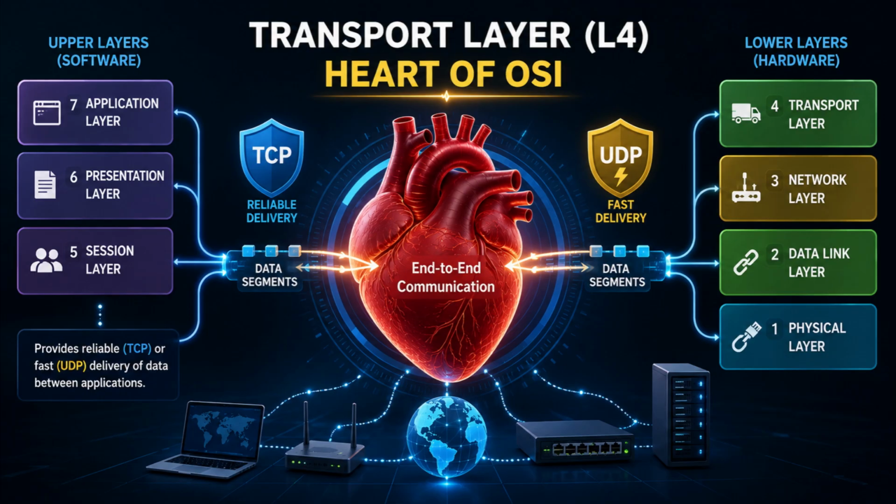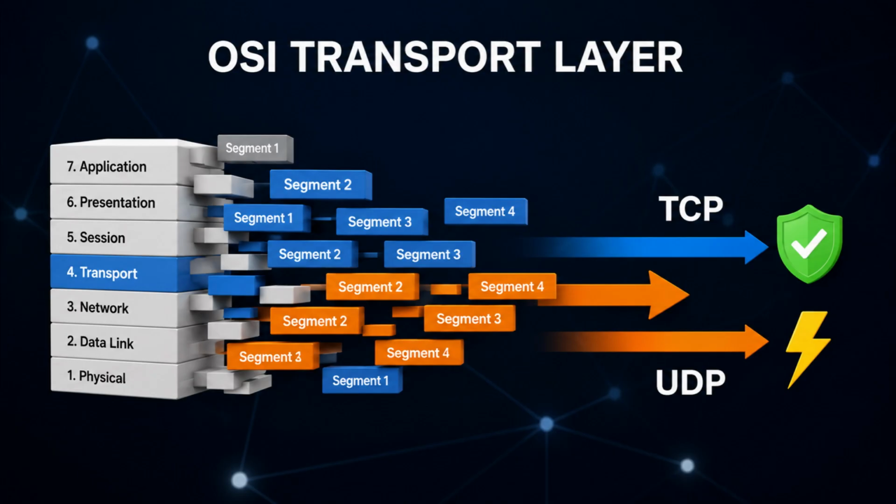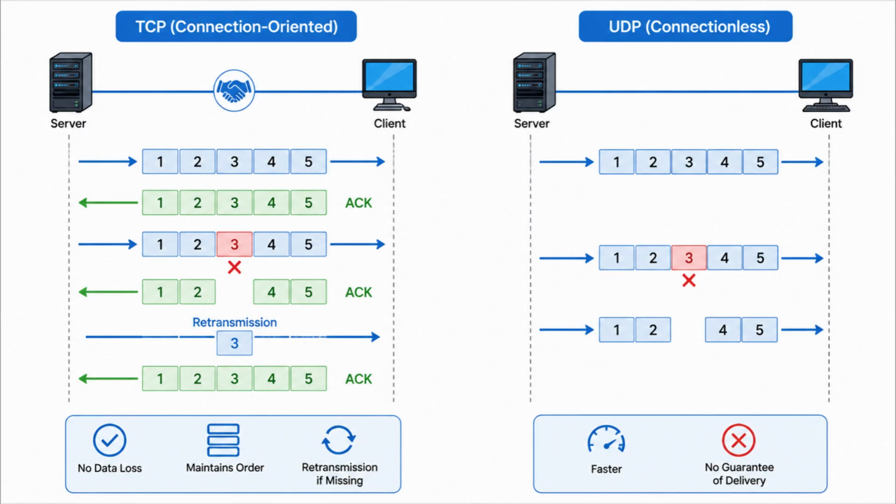Next one, the transport layer. This is the heart of OSI. This layer ensures reliable delivery. Data is fragmented into smaller units called segments. The layer chooses between TCP and UDP. It favors TCP because it is connection-oriented, ensuring zero data loss, maintaining packet order, and handling retransmission if a segment goes missing. UDP is speed, but TCP is accurate.